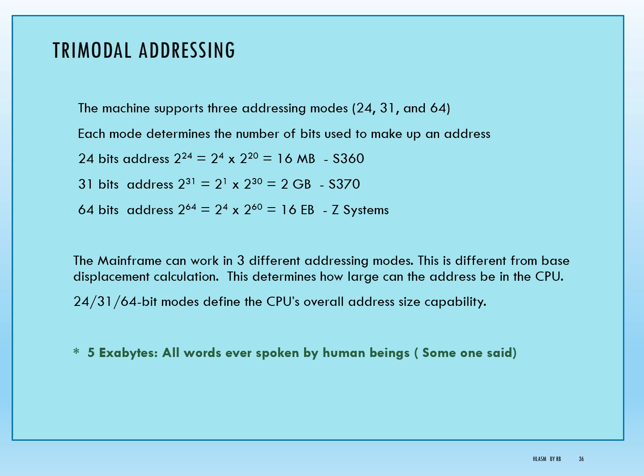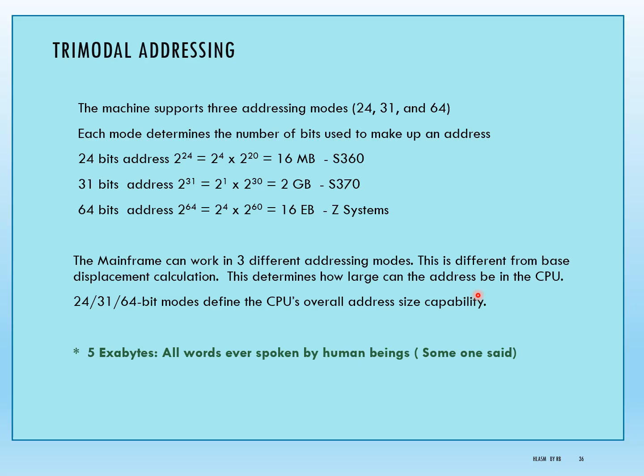Then it moved to 31-bit address, which is 2 GB. If you look at 2 to the power of 31, which is 2 GB, this came in S370 systems, which came in 1970. Then you moved into 64-bit address, which is 16 EB, exabytes, which came in 2000. The mainframe can work in all the three different addressing modes. This is different from base displacement calculation. Don't get confused with this.